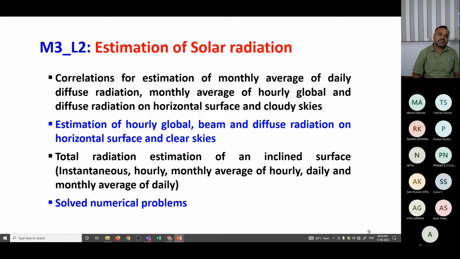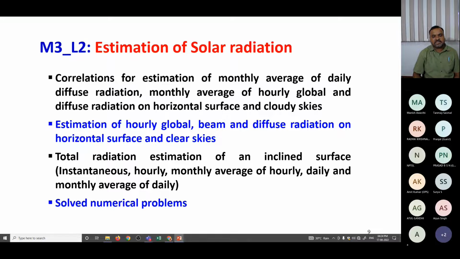So what happens when you are considering a case when solar radiation is not coming from the sun directly to the earth because of the cloud? And if there is no cloud, then what happens? Then how do we need to modify our correlations for estimation of solar radiation received by particular locations in order to design solar devices or utility systems? And also we have learned the total radiation estimation on an inclined surface.